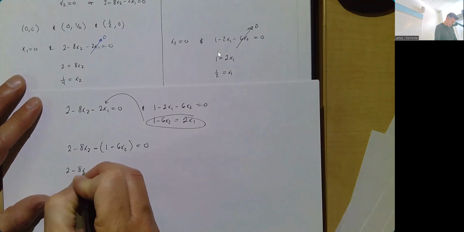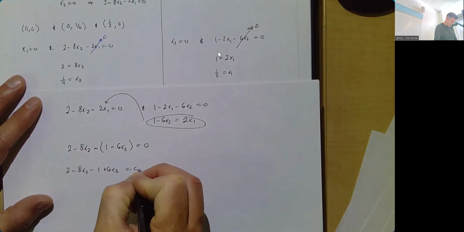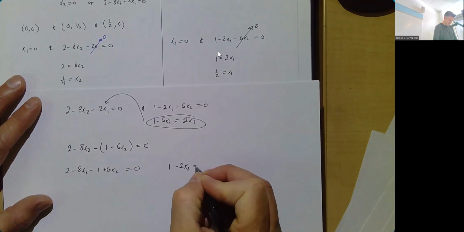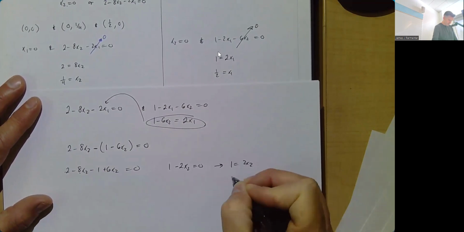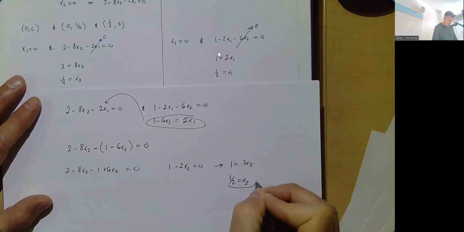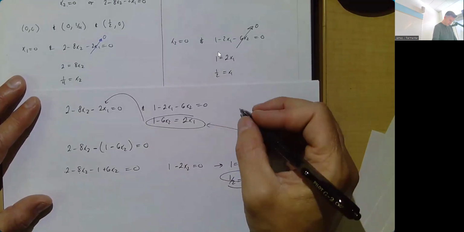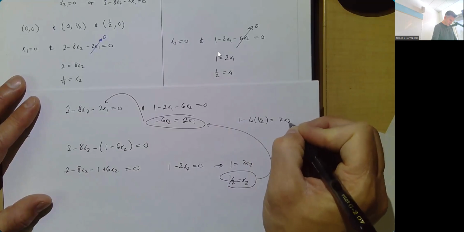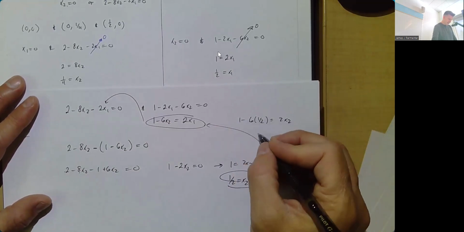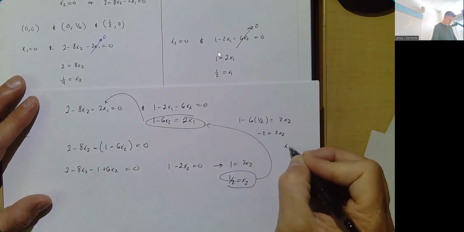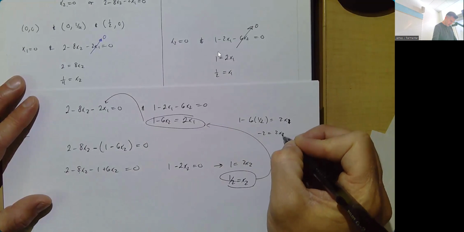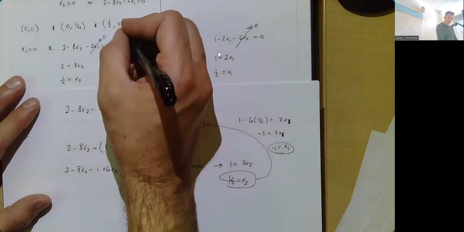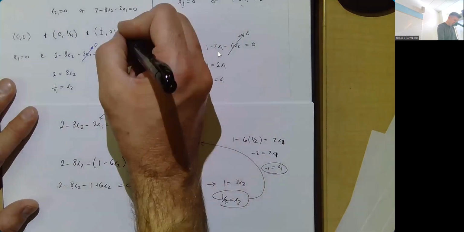So 2 minus 8x2 minus 1 plus 6x2 equals 0. 2 minus 1 is 1. Minus 8 plus 6 is minus 2x2. So I'm going to get 1 equal to 2x2, or 1/2 equal to x2. I'm going to plug that back in up here to get 1 minus 6 times 1/2 equals 2x1. 6 times 1/2 is 3. 1 minus 3 is negative 2. So x2 is, sorry, x1. Apologies, that's x1. That's terrible. x1 is going to be negative 1. So my last critical point is going to be x1 is negative 1, x2 is 1/2.